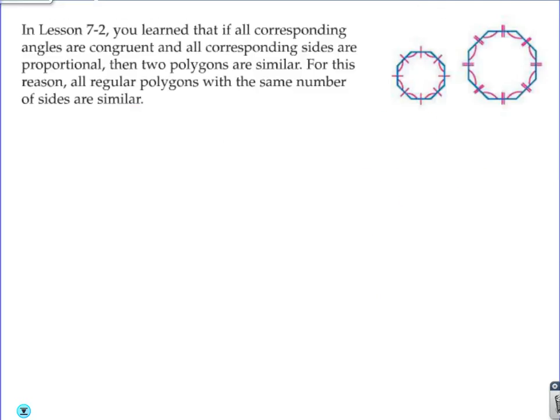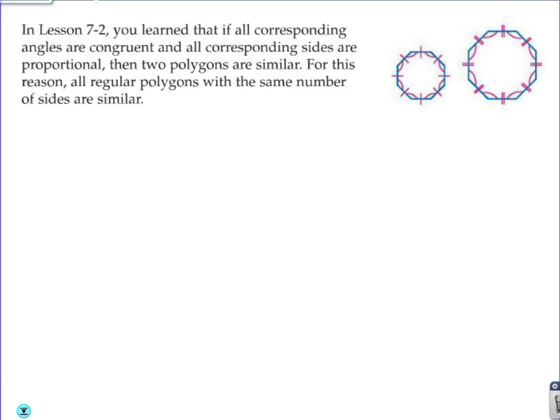See if we got some more. Now this is, I don't know how much we're going to work with this, it's just an interesting thought. In lesson 7.2, you learned that if all corresponding angles are congruent and the corresponding sides are proportional, then the polygons have to be similar. We'll take regular polygons. All regular pentagons are proportional. They're similar. All regular hexagons are proportional because all the angles are the same.